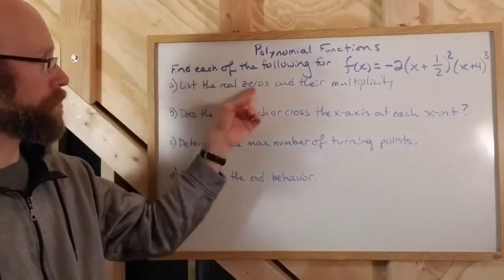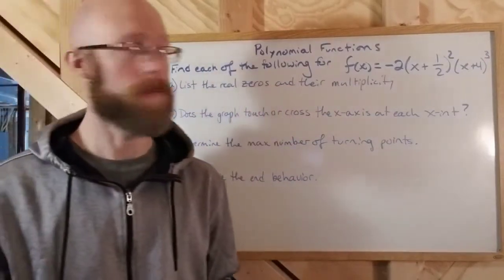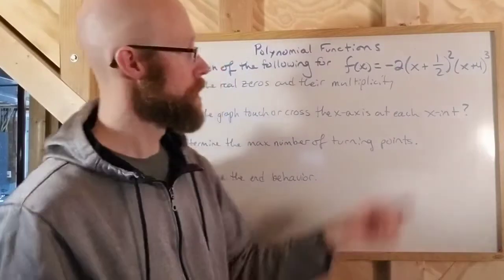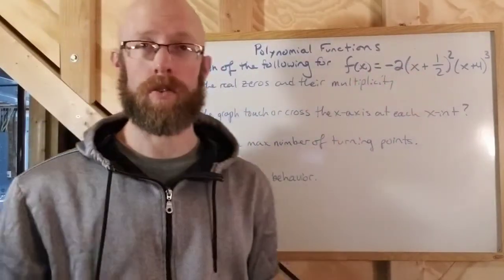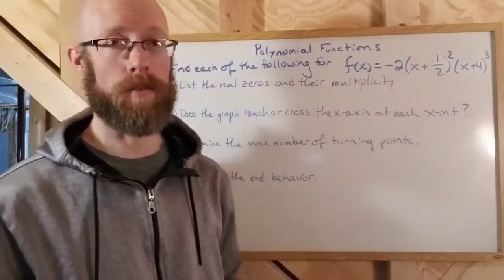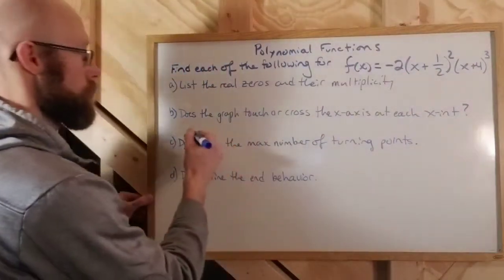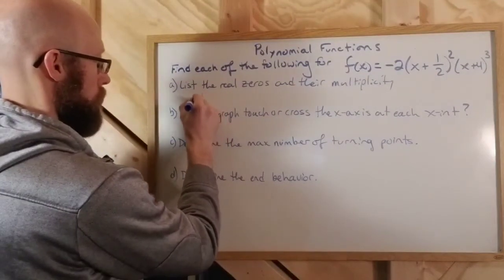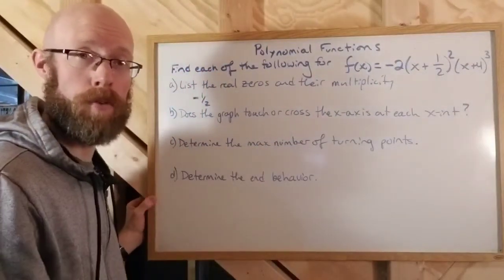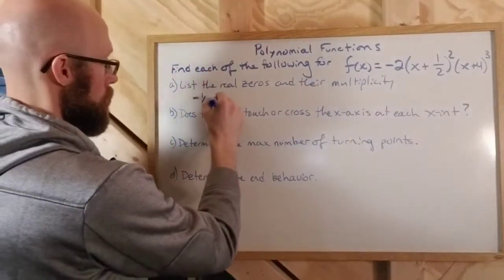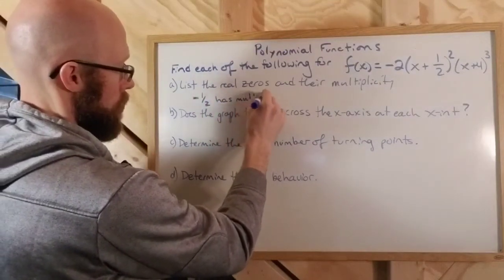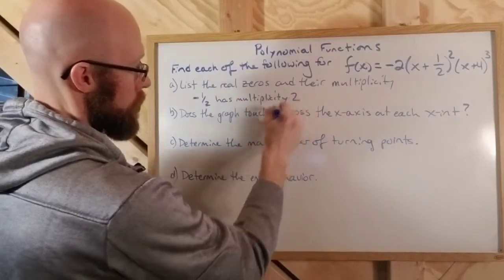First is to list off the real zeros and their multiplicity. Well, each factor corresponds to a real zero of a polynomial. So x plus 1/2 corresponds to the real zero of -1/2. Remember, it's going to be the opposite sign of what's in the parentheses. Okay, so the first real zero is -1/2, and it has a multiplicity of 2 because the exponent on that factor is its multiplicity. So we'll say -1/2 has multiplicity 2.